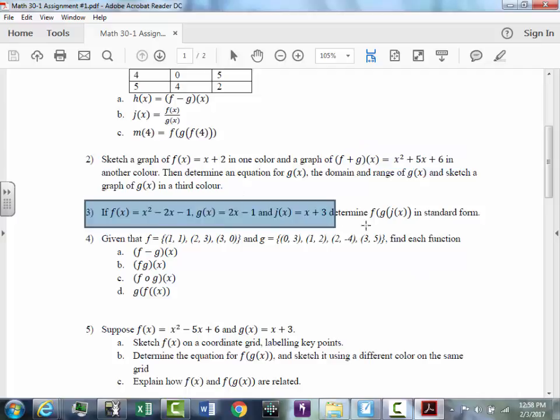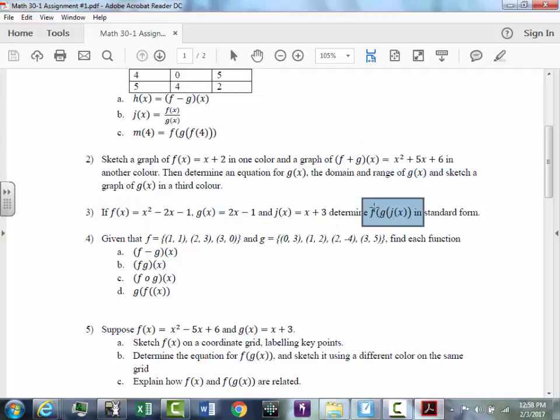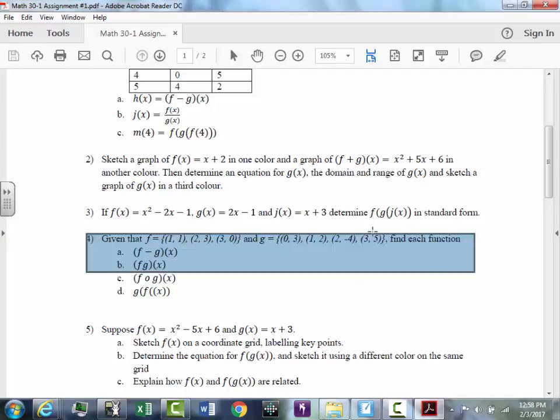Hold off on 3, because if you ever see this notation where there's like F bracket, G bracket, all those bracket stuff, that's Monday. So we'll do that later. You guys should be able to do A and B here, because it's kind of similar to what you did here. Let's talk through A here.